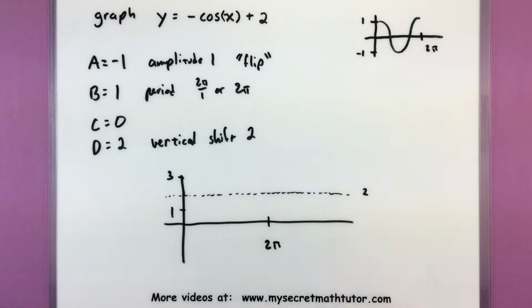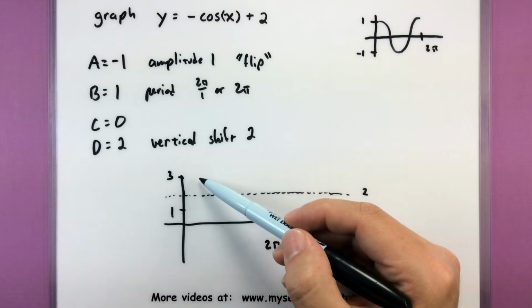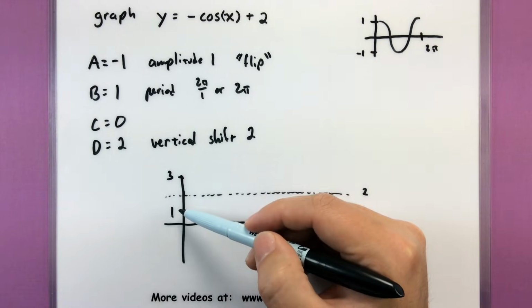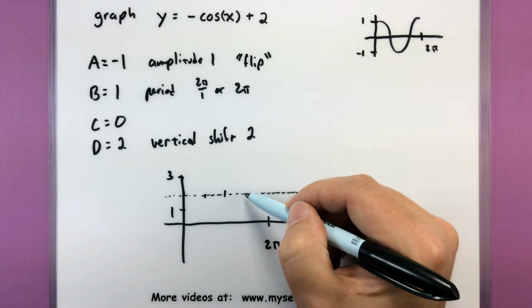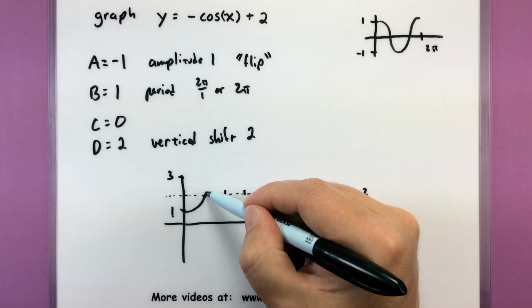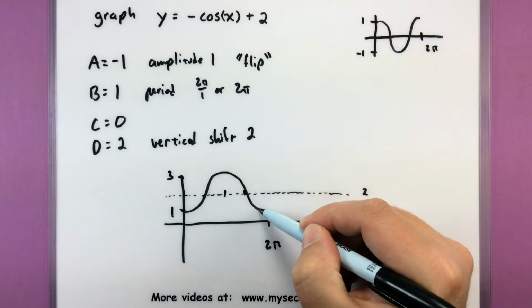Looks like we have a note here. We need to flip the graph over. So rather than making our shape like this, we're going to actually flip that over, make it upside down. So upside down U shape, more like that. There we go.